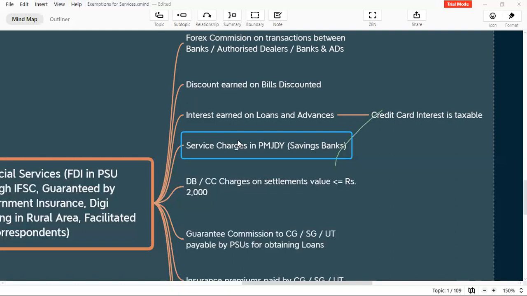One more thing is they want to encourage more of digital banking. So what they did, if you are paying through debit card or credit card and the transaction value is less than or equal to 2000 rupees, whatever service charges on that, no GST will apply. Okay, let me again reply.